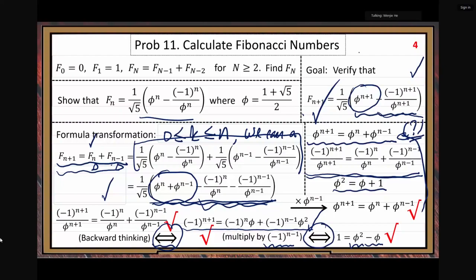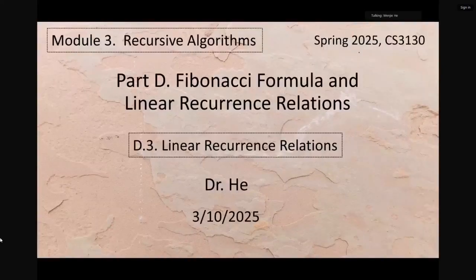So let's move to our next topic, D.3, linear recurrence relation. This time, we want to discover the formula. Because for verification, you need someone who tells you the correct formula, right? But someone must discover it first. The first person needs to discover the formula. So let's look at the discovery portion of this formula.